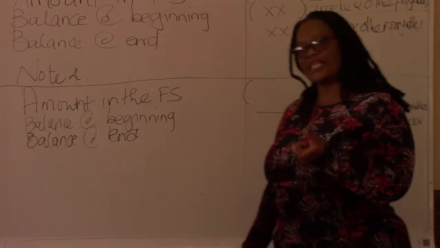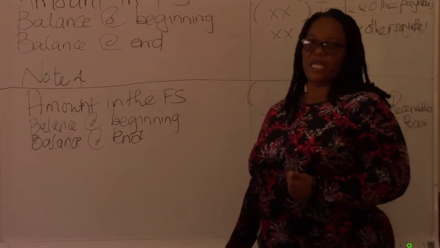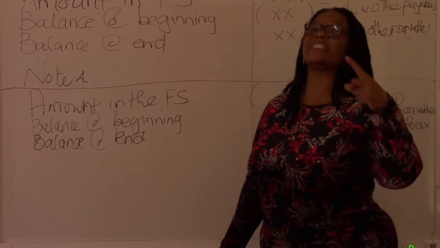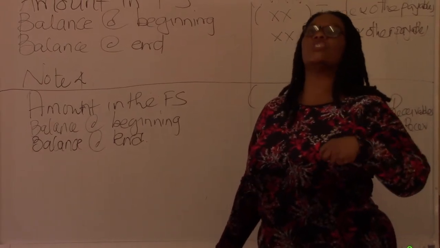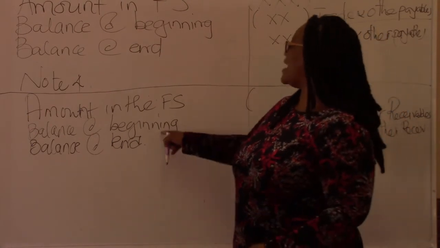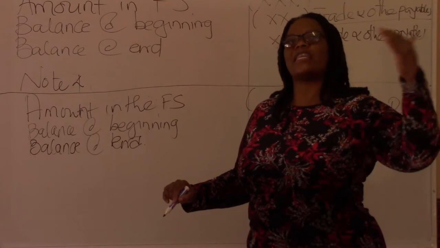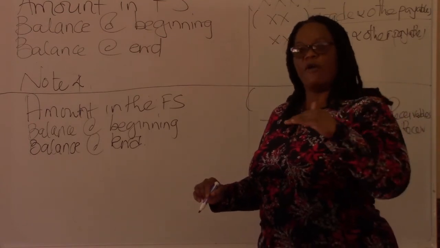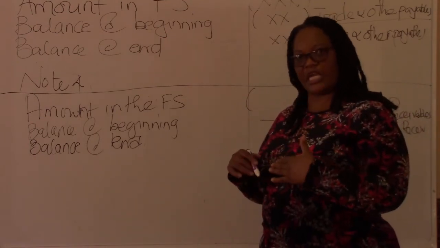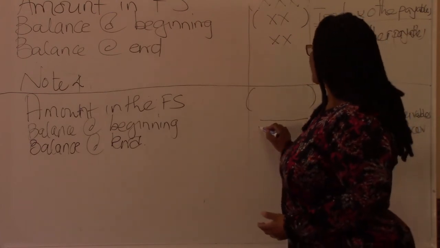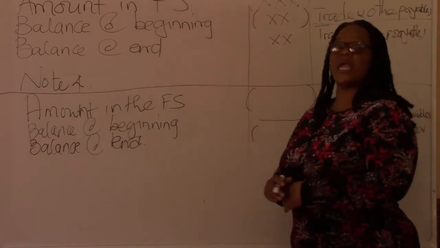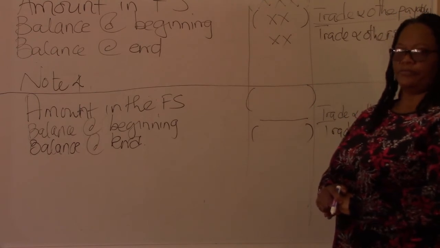If it appears under trade and other receivables, it means that we paid SARS more than what we should have paid. So the balance at end is what we paid SARS over and above what we should have paid for tax for that accounting period. So that amount now is going to appear as a negative.